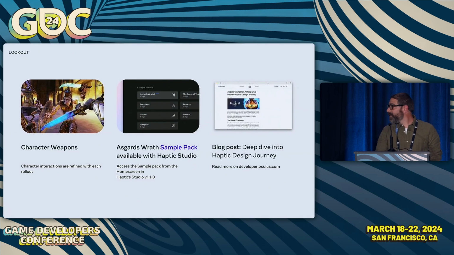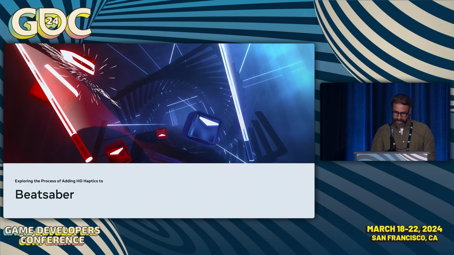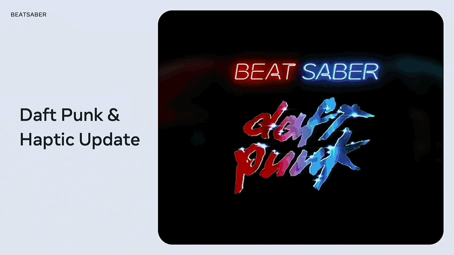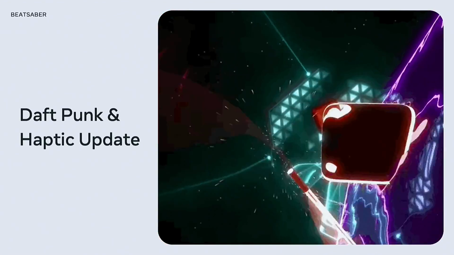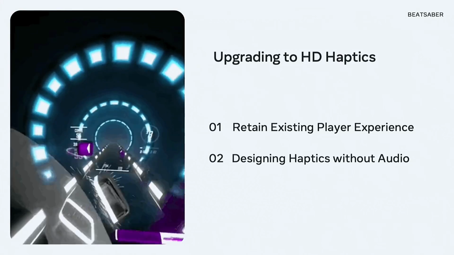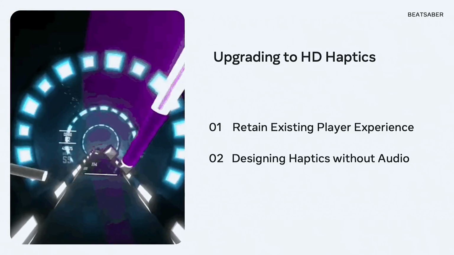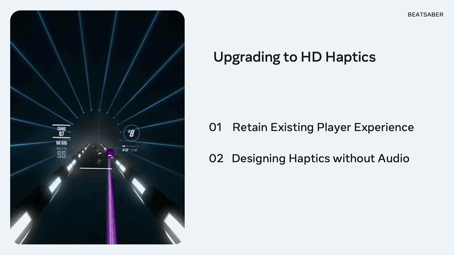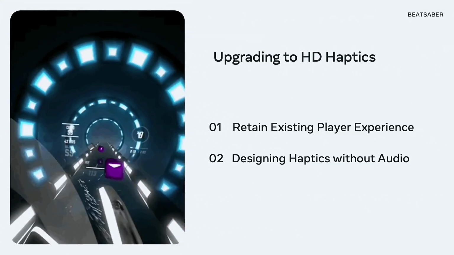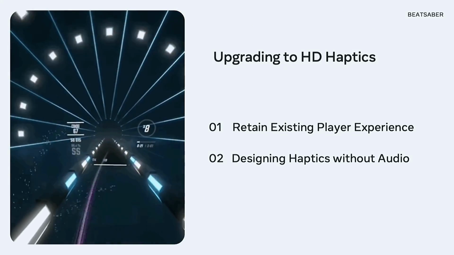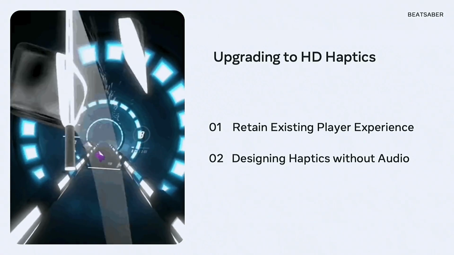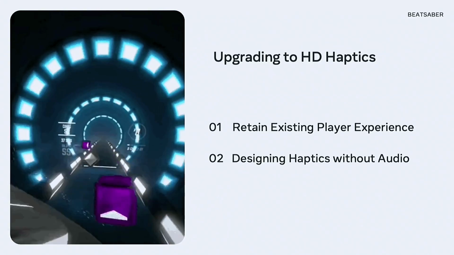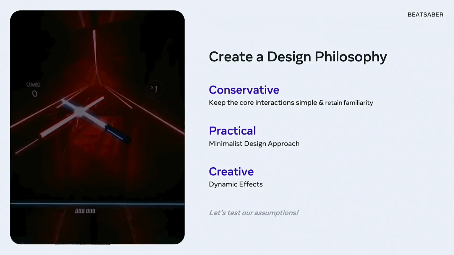So we'll move to the next example, and we'll explore adding HD haptics to Beat Saber. The latest release comes with the Daft Punk audio pack and also includes the haptics update. When upgrading to HD haptics, we asked some questions: how do we design to not interfere with the fast-paced gameplay? How do we retain a familiar experience for existing players? And how do we design without guidance from audio?